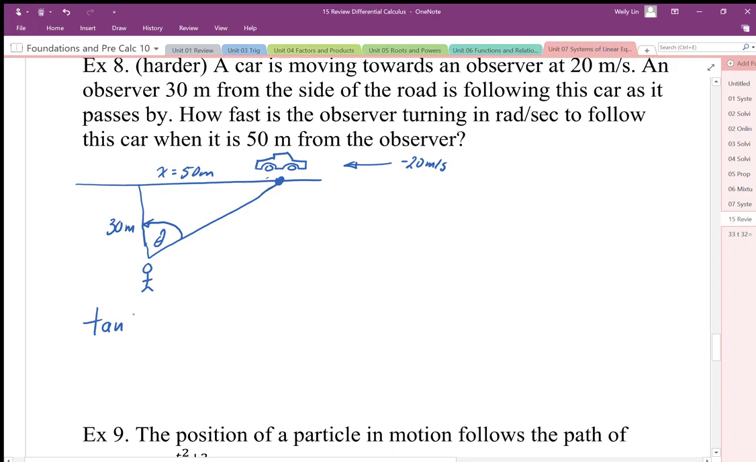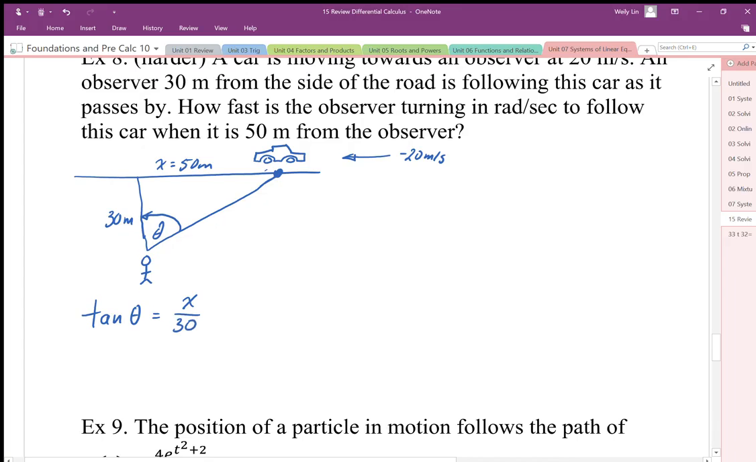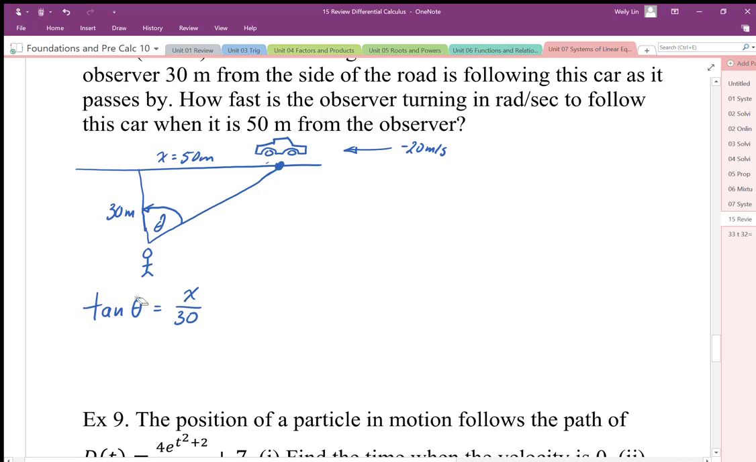So my relationship then looks like this. Tan theta is equal to x divided by 30. Okay, so there's a relationship. This is what we need to differentiate. And when we differentiate this, we need to generate a dx by dt, okay, and a d theta by dt. And we also need to know some quantities in here. We might need to know a theta, and we might need to know an x.